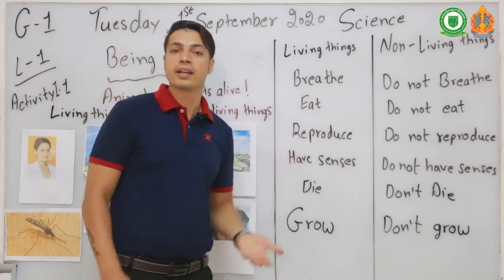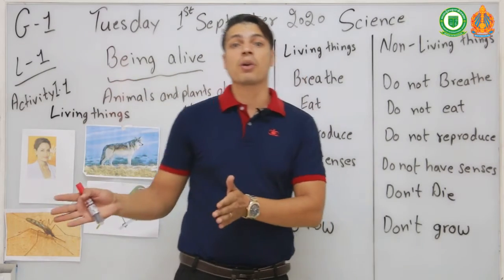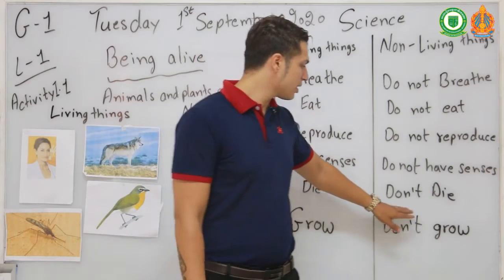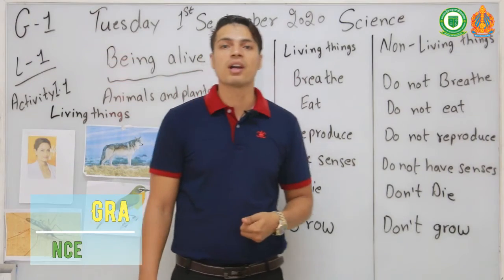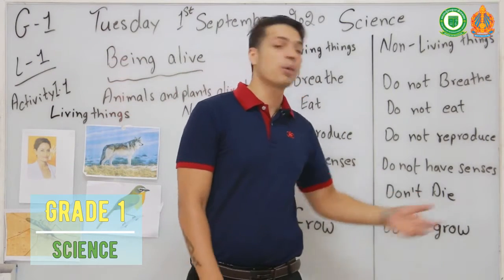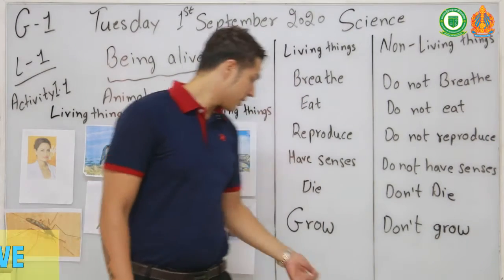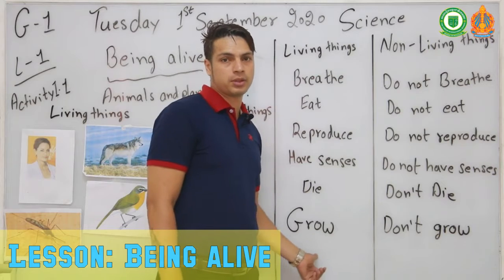Living things die. All living things have a lifespan, so they die, but non-living things don't die. They can be there forever. Non-living things we can break, but they don't die. And living things grow.